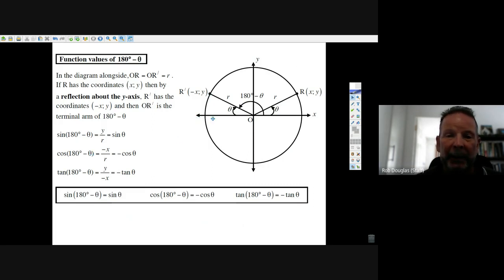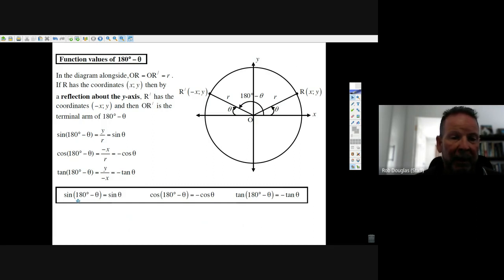But the cosine of 180, well, it's going to be negative because x is negative. So the cosine of 180 minus an angle is equal to the negative of the cosine of the angle. So cosine's negative. We knew that in the second quadrant. But the tangent of 180 minus an angle is just the tangent of that angle, but it's negative.